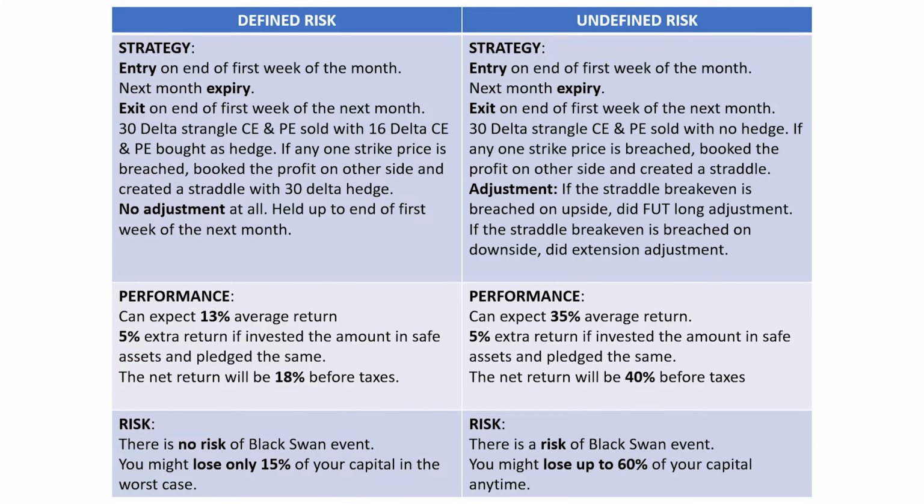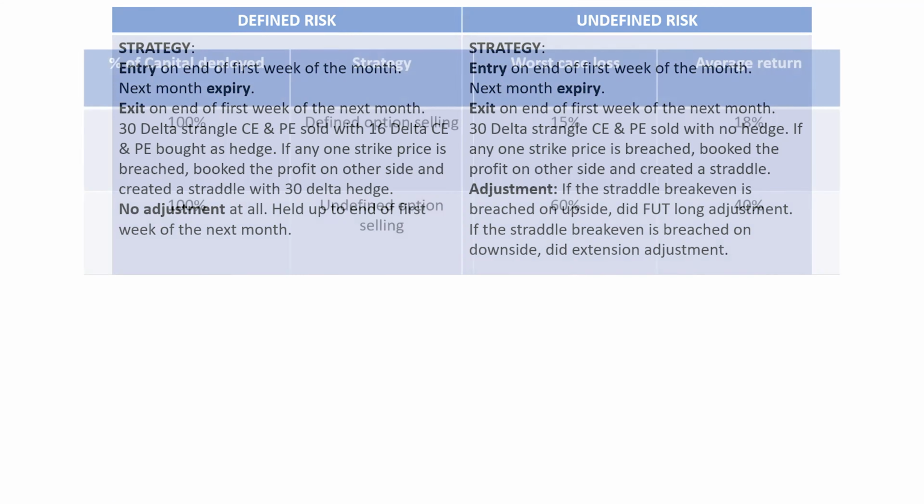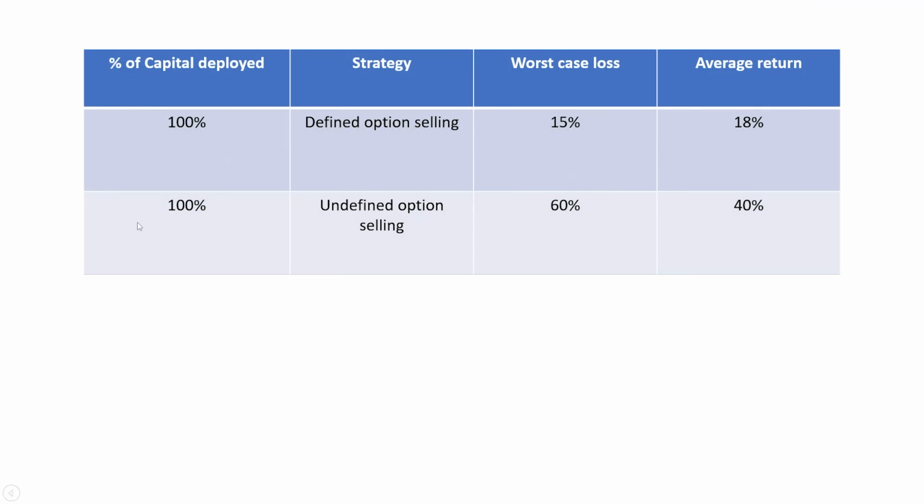Now let's see how we can trade from a portfolio perspective. Here, if you have deployed 100% of your capital in defined option selling, your worst case will be 15% and average return will be 18%. If you deploy 100% of your capital in undefined option selling, your worst case will be 60% and average return will be 40%. This is what we have seen in the previous slide.